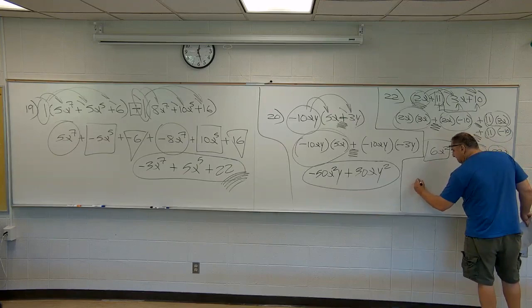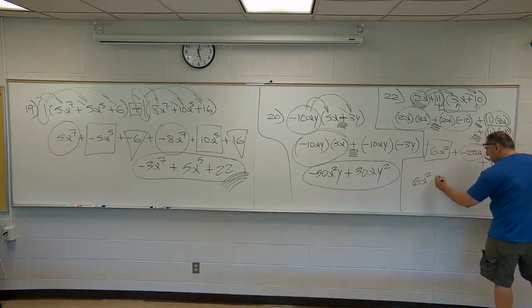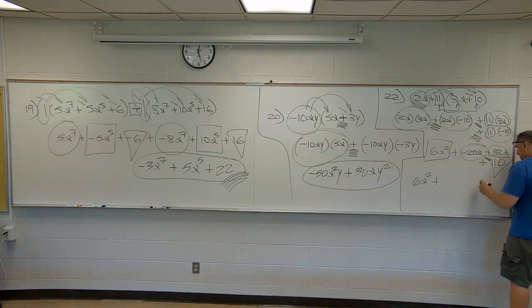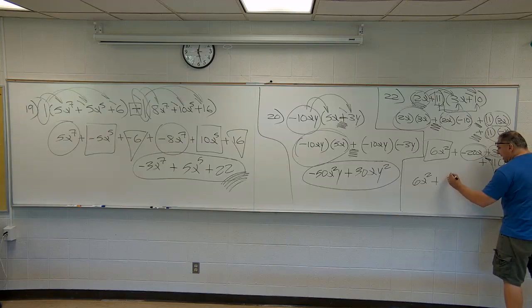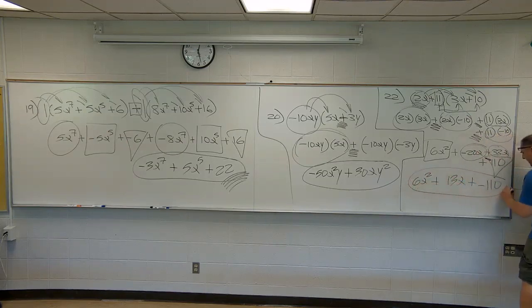You've got 6x squared plus negative 20x and 33x. Apples and 33 apples is not as many apples, but they're still apples. You don't get squares here. That's minus 110 or plus a negative 110. I don't think it's going to be an issue.